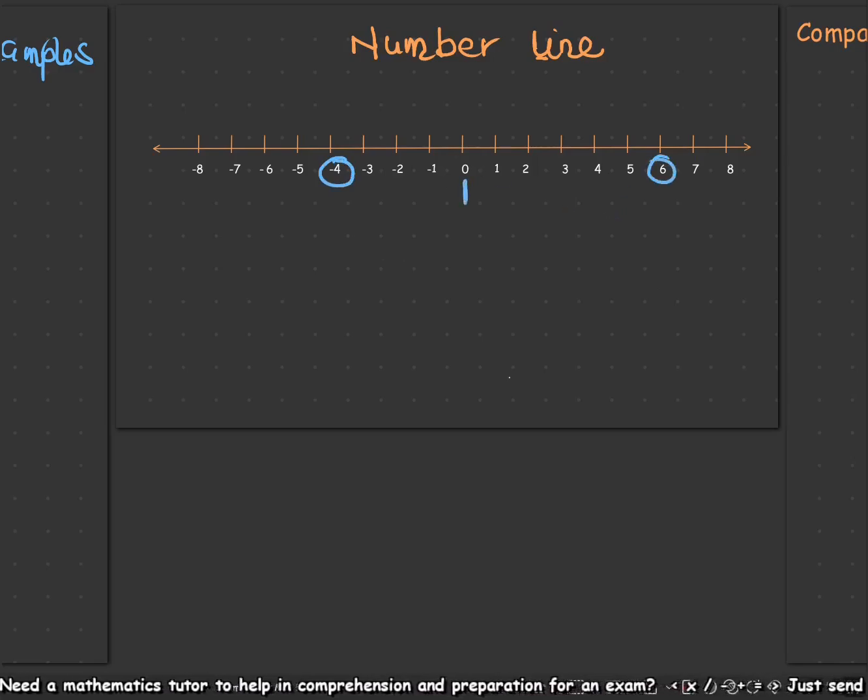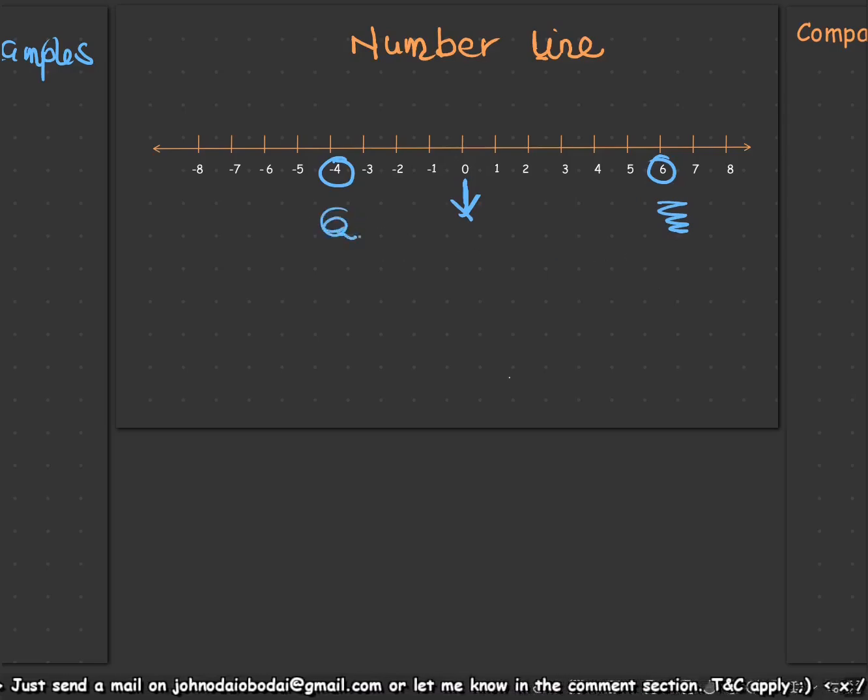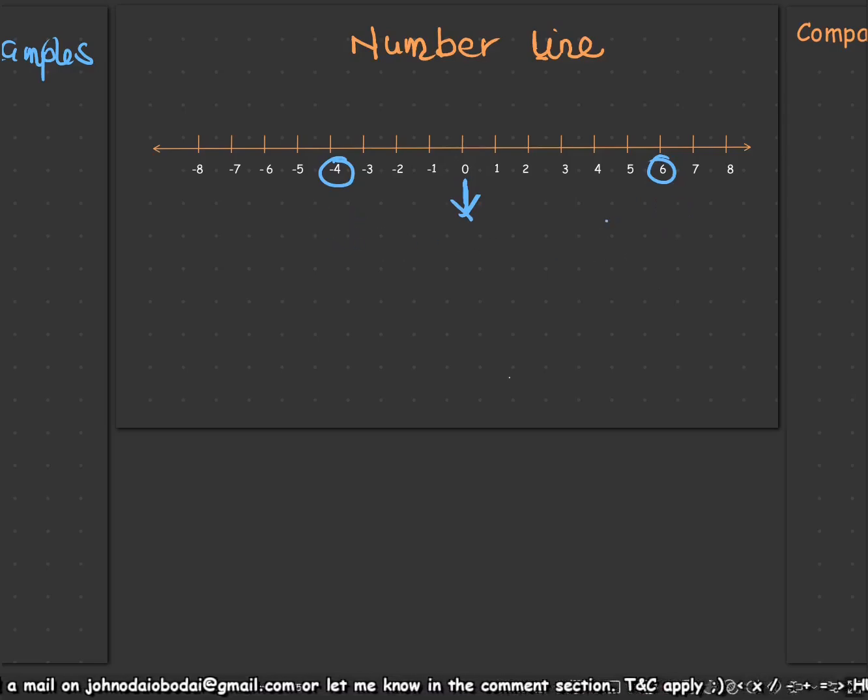Look at where our 0 is. Now, we said the numbers to the right are always greater than the numbers to the left. You see that this number 6 is to the right, whilst the -4 is to the left. Just by that, you can tell that 6 is greater than -4.